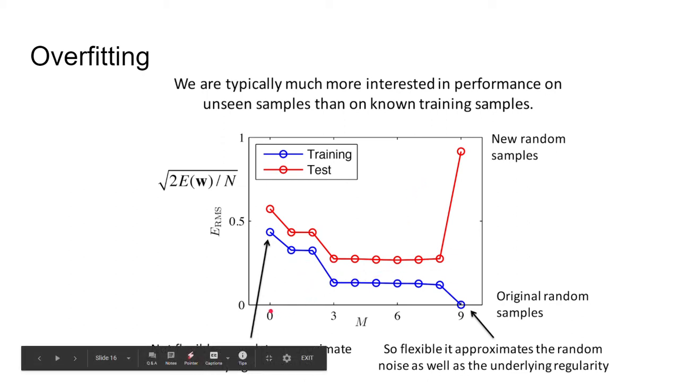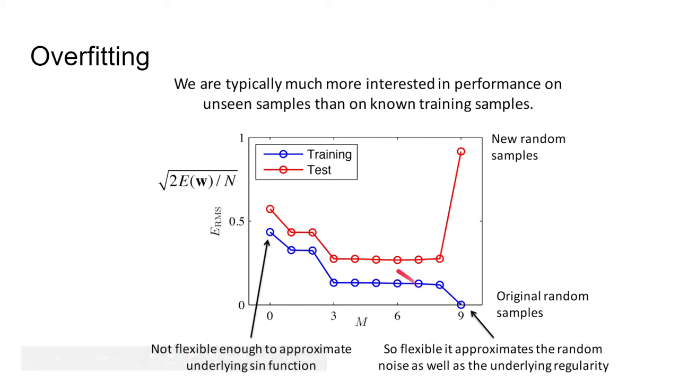Across the x-axis is the number of features as I increase it. In this case, I'm using polynomial regression, so I'm increasing the number of polynomials that I'm using, or the order of the polynomials that I'm using.